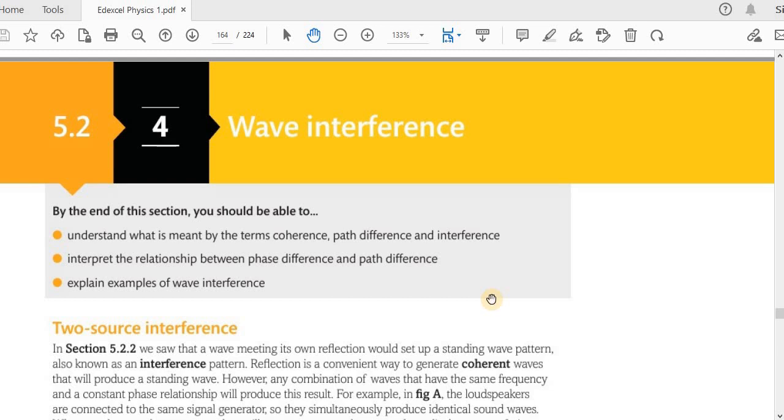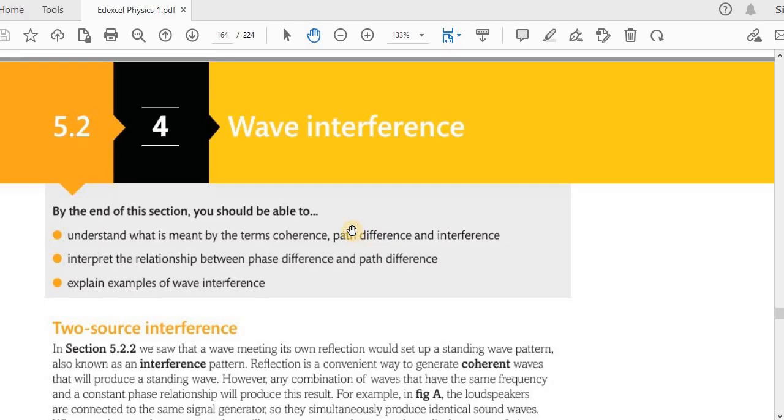In the previous video we discussed diffraction. Now we will go through wave interference. This is chapter 5.2.4. By the end of this section you should be able to understand what is meant by the terms coherence, path difference and interference.